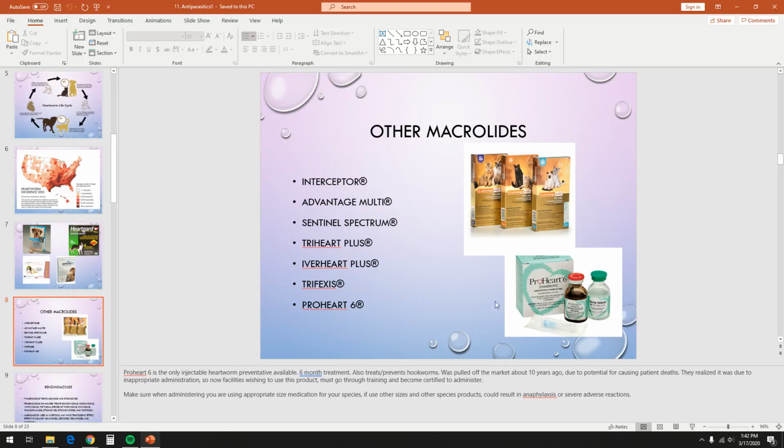So when we are administering these antiparasitic medications to our patients, a really big point to look at down here is that you're using the appropriate size of medication for your species. Other sizes and other species' products could result in anaphylaxis or severe adverse reactions. I'm going to post a link to a video of a cat having anaphylactic shock due to being given dog flea medication. And there are some flea medications that can be given to dogs that are extremely toxic to cats.